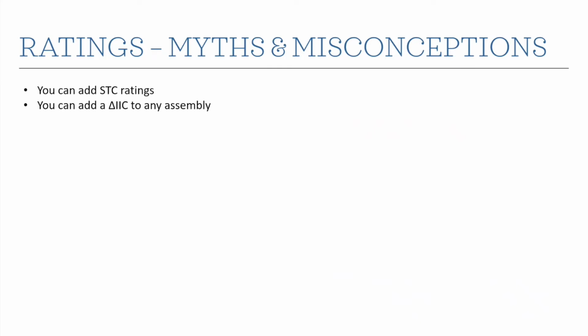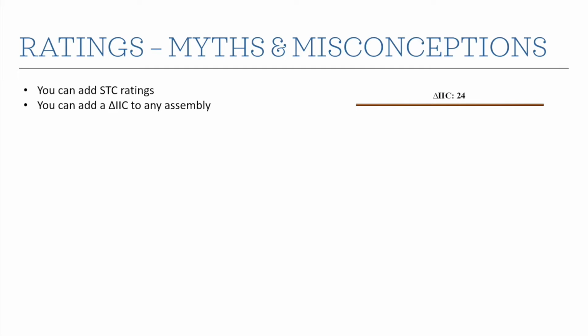In a similar vein, there's this idea that you can add a delta IIC to any assembly. So what is a delta IIC? The IIC is a measurement of impact noise reduction for the space down below, right? The delta IIC is the change in that IIC rating. And the way we measure it is it's always done on a concrete slab, usually a 6-inch thick concrete slab. We measure the IIC of the bare concrete slab, and then we put some flooring and underlayment on it, and we measure the IIC again. And we take the difference, and that's basically our delta IIC. So it's the improvement in the IIC rating of a concrete slab for some floor and underlayment combination.